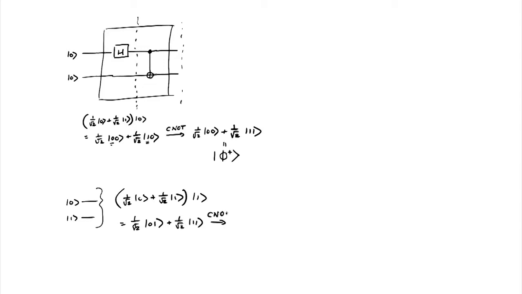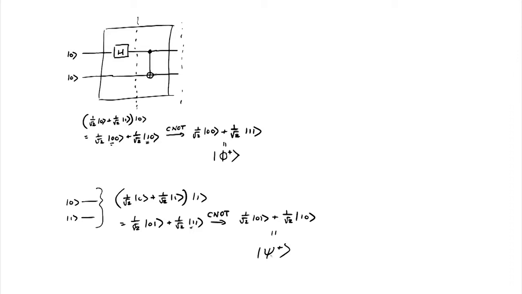And now what does CNOT do to it? Well, it flips only in this case, right? It flips the second qubit. So you get 1 over square root 2, 0, 1, plus 1 over square root 2, and now this becomes a 1, 0. This is still a kind of Bell state. It's still maximally entangled, and this state is called psi plus.